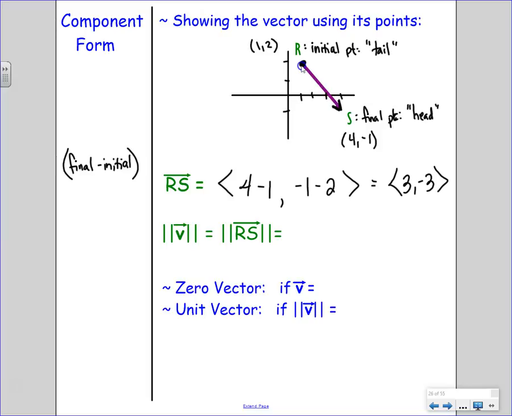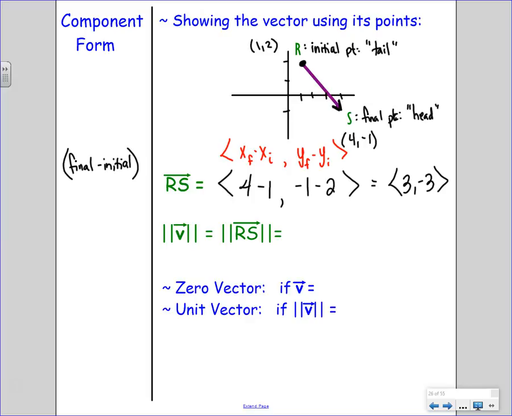This is what we could call one other version of showing a vector using its points. It's always final minus initial, so in a sense x sub f minus x sub i, and y sub f minus y sub i. The y of the final minus the y of the initial is ultimately what we did. That ends up getting us the component form, and there are multiple ways of writing it.